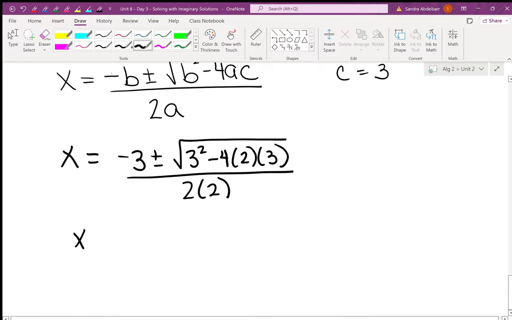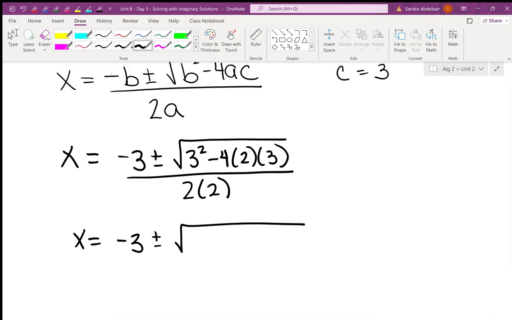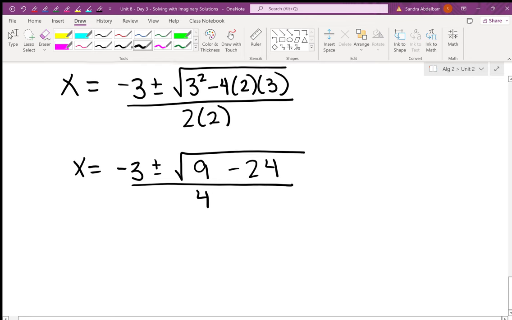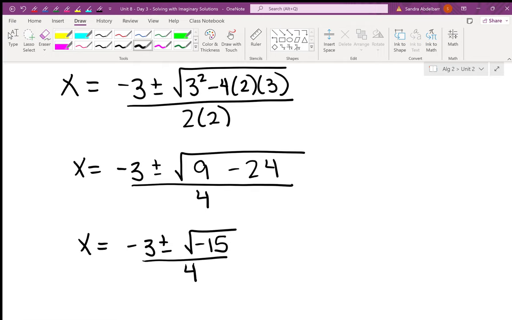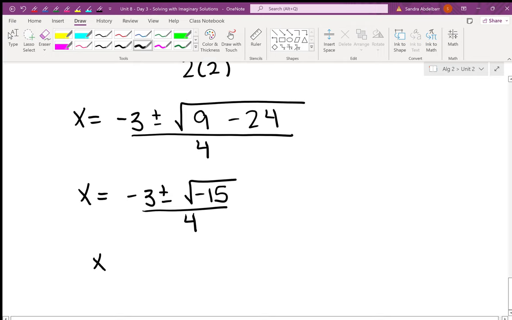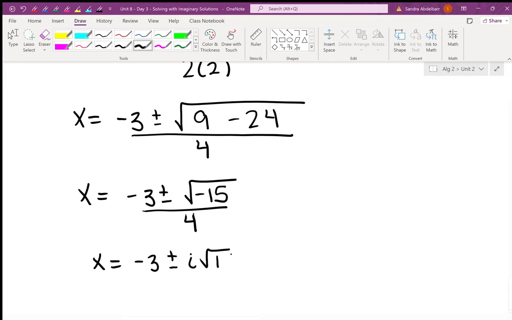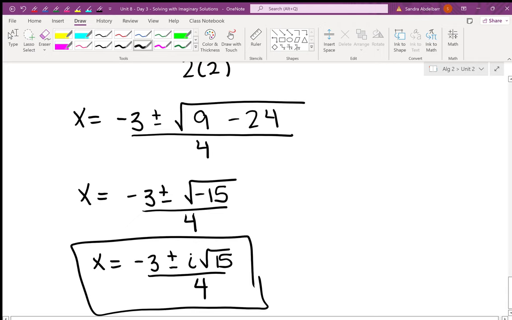Let's simplify this down. Negative 3 plus or minus the root of 9 minus 24 all over 4. So x will equal negative 3 plus or minus the root of negative 15 all over 4. What do I have to do with that root negative 15? Pull out an i. Same answer, right? Completing the square and using the quadratic formula.